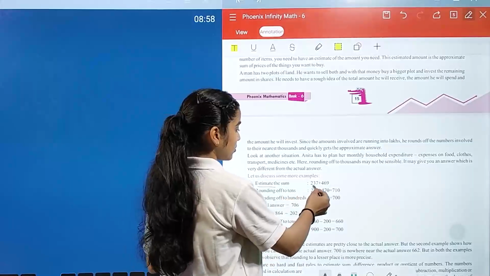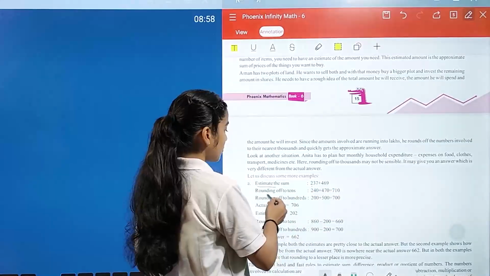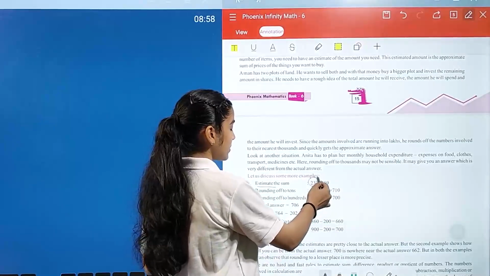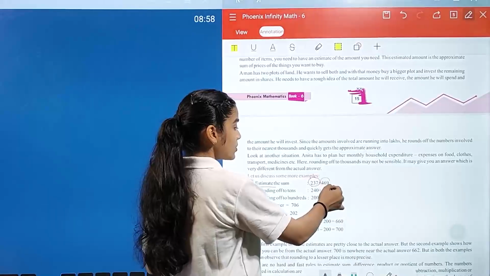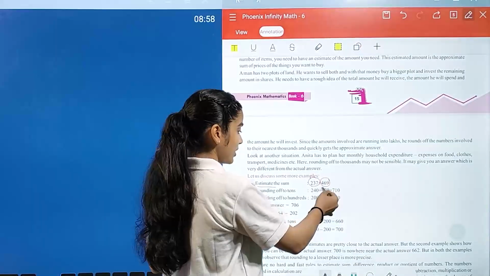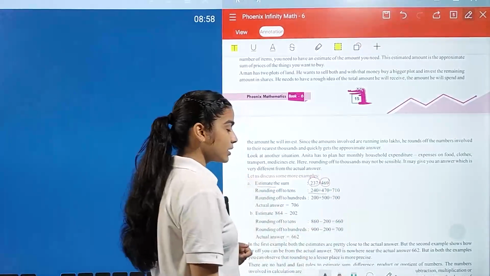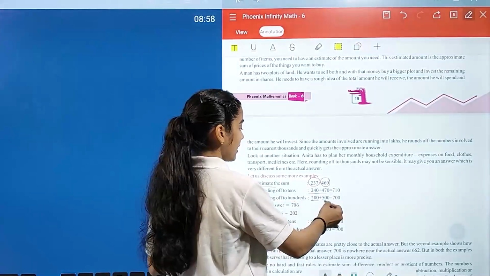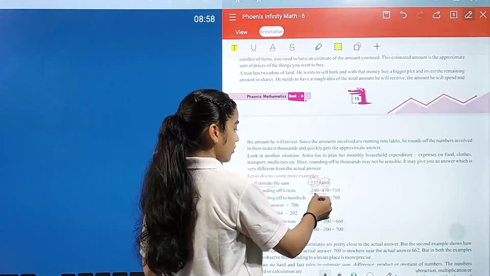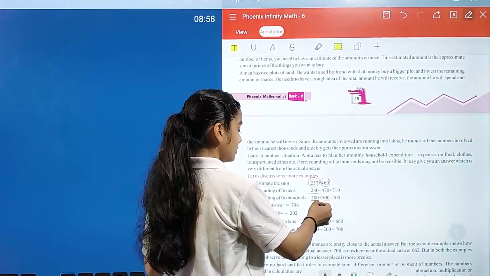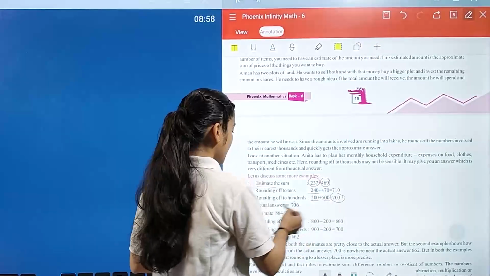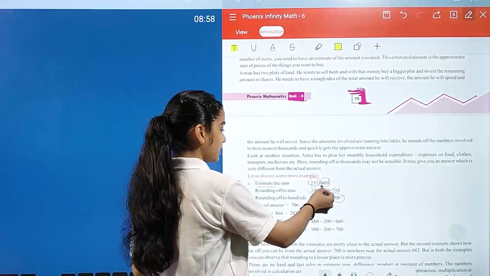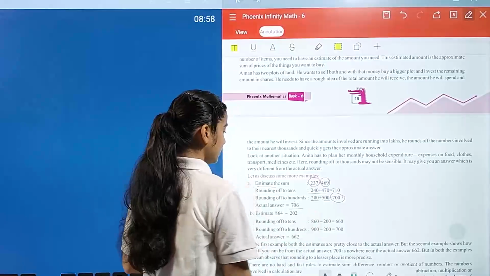Estimate the sum, that is 237 plus 469, rounding off to 10. So 237 will be rounded off to 240 and 469 will be rounded off to 470. Now you have to add them together, so your answer is 710. Rounding off to 100 is 200 and 500. Here we round off to tens and here we round off to 100. So 700. Our actual answer, when we add these two, is 706.